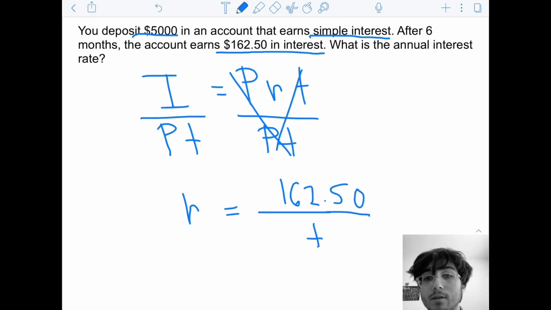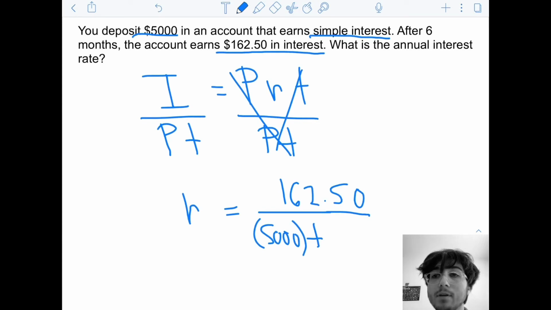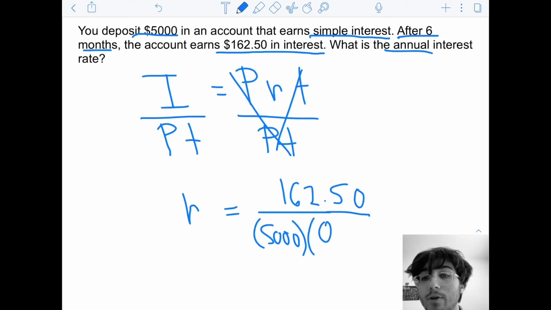So P is 5,000. And time is, it says, after 6 months. But we're looking at it annually, so we have to have the time in years. So 6 months is half a year. So time is going to be 0.5.